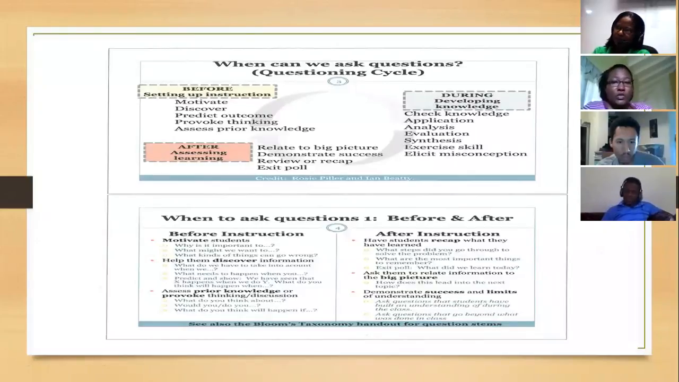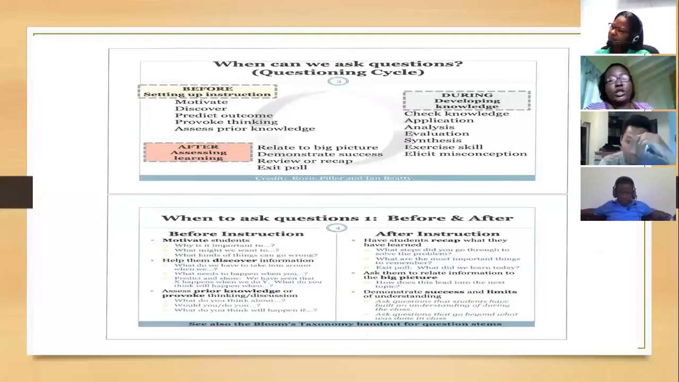Okay. So when can we ask questions? From what I've read, we can ask questions at any time of our lesson. It depends on the teacher's choices. We can start at the introduction, development stage, culminating stage, and that's the best thing I think we should do. At each point along the gradient, we should ask to see, did they get it?